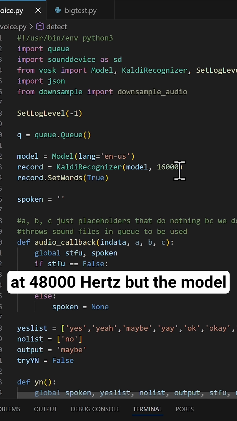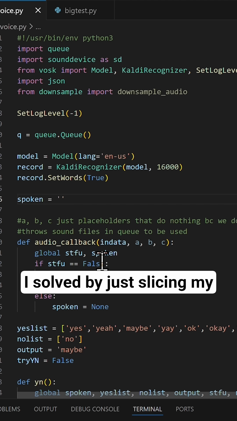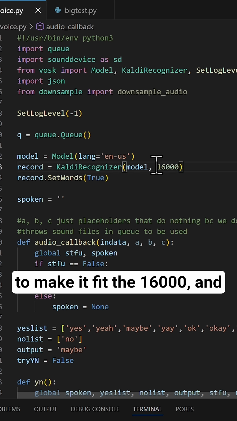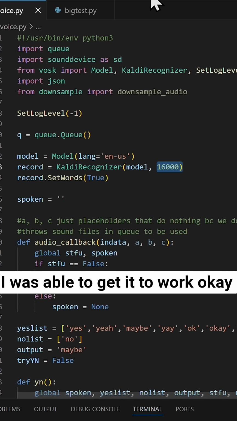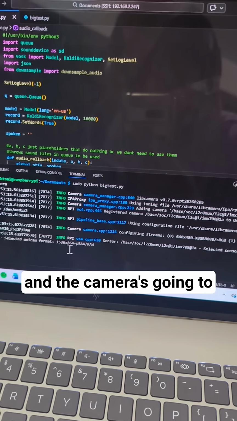After spending a few hours debugging things such as my microphone sample rate being at 48,000 Hz, but the model being based off of recordings that were recorded at 16,000 Hz, which I solved by just slicing my inputs to the model by 3 to make it fit the 16,000, I was able to get it to work. Okay, so the camera's gonna load soon, and then we're gonna move over and the camera's gonna detect my face.